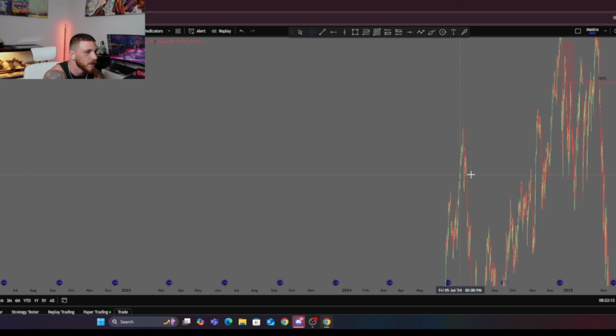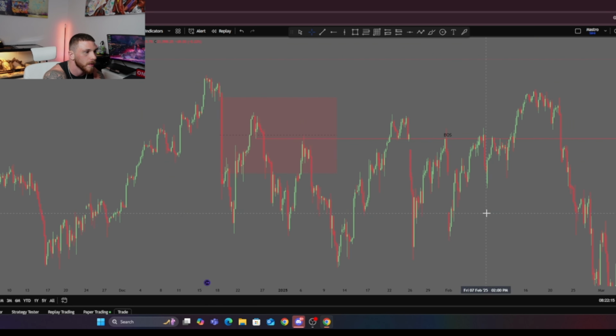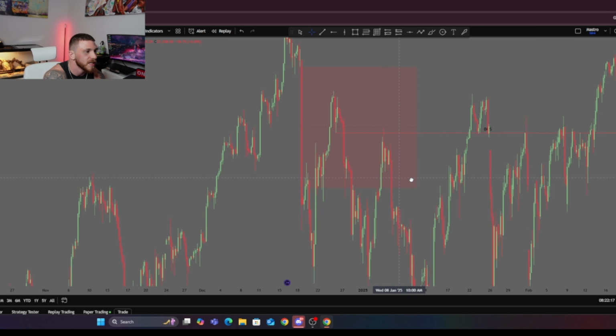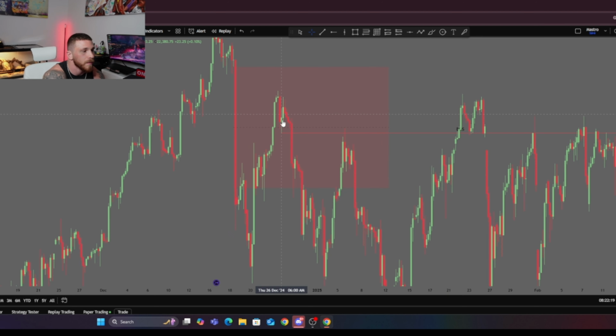We could just play this off the 4-hour. Look, this is an instance where we get a break of structure to the downside. Let's pretend we're just identifying this. We're not going to be entering off of this. We break structure to the downside. We're in a 4-hour balance. We create another one after breaking structure to the downside.